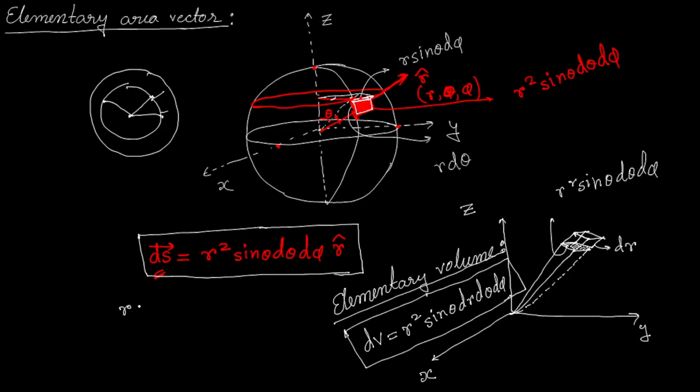If we represent this universe by the spherical polar coordinate system, and the center of the universe lies at the center of the coordinate system, then the limit of r will be 0 to infinity. And then what will be the value of theta?